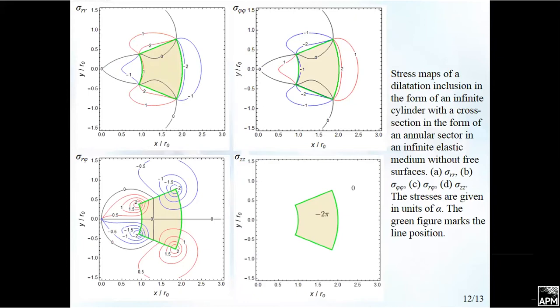Consider a dilatation inclusion in the form of an infinite cylinder with a cross section in the form of an annular sector. To obtain the stress field of such an inclusion in an infinite medium, it is necessary to integrate twice the corresponding stress fields of the dilatation line.